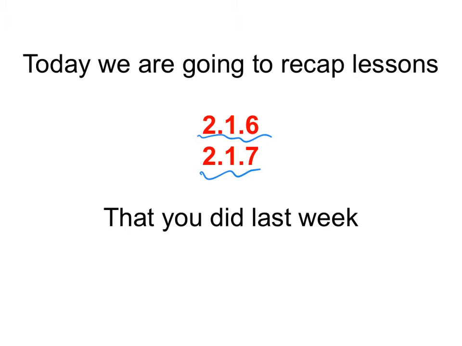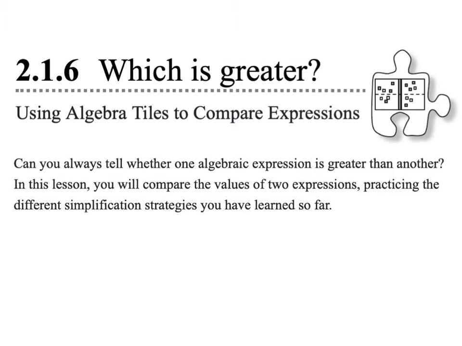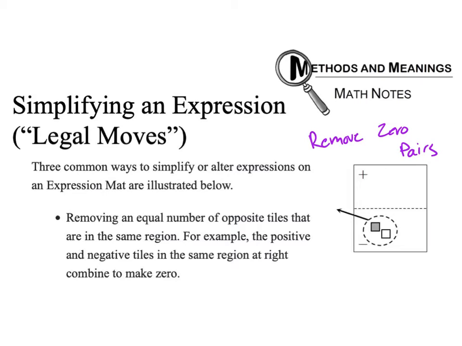I know a bunch of you were map testing last week, so just making sure that everybody's on the same page here. So let's see what this looks like. In 2.1.6, we started taking our expression mats and comparing them and saying, is this side bigger or is that side larger? But quick reminder here of these rules, these legal moves that we've been using.